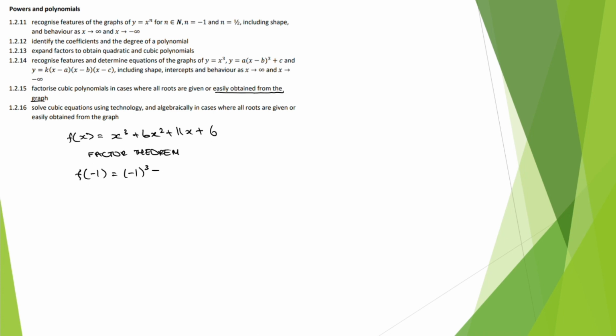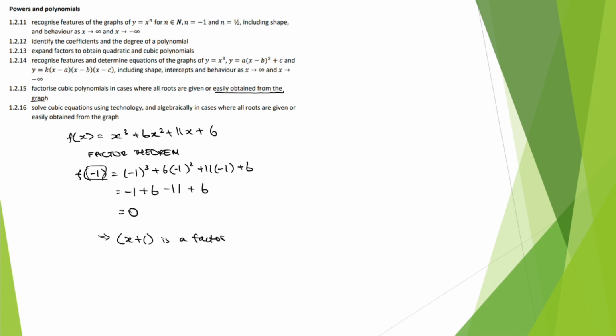So f of -1 is equal to -1 cubed plus 6 times -1 squared plus 11 times -1 plus 6. That's equal to -1 plus 6, take 11 plus 6, which is equal to 0. And so, as a result, because -1 is a solution, that must mean that x plus 1 is a factor. And so, I know that x plus 1 is a factor.